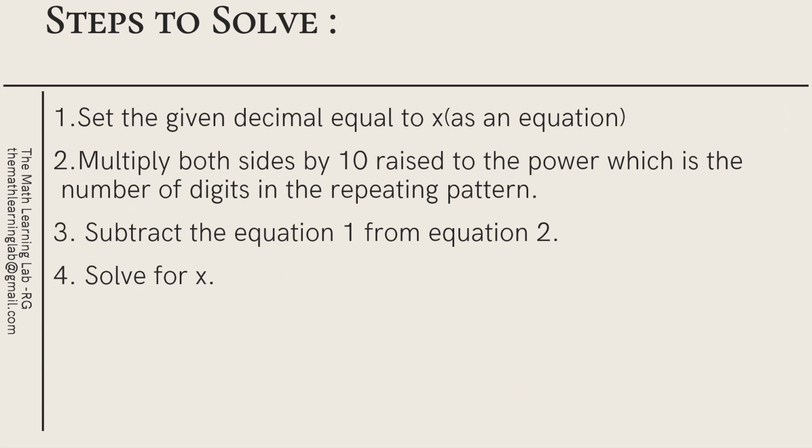Now, here are the steps to convert repeating decimals into fractions. First, set the given decimal equal to x as an equation. Second, multiply both sides by 10 raised to the power of the number of digits in the repeating pattern. If one digit is repeating after the decimal, you multiply by 10 to the 1, which is 10. If two digits are repeating, you multiply by 10 to the power 2, which is 100, and so on. Then you subtract the first equation from the second, and here is your solution.